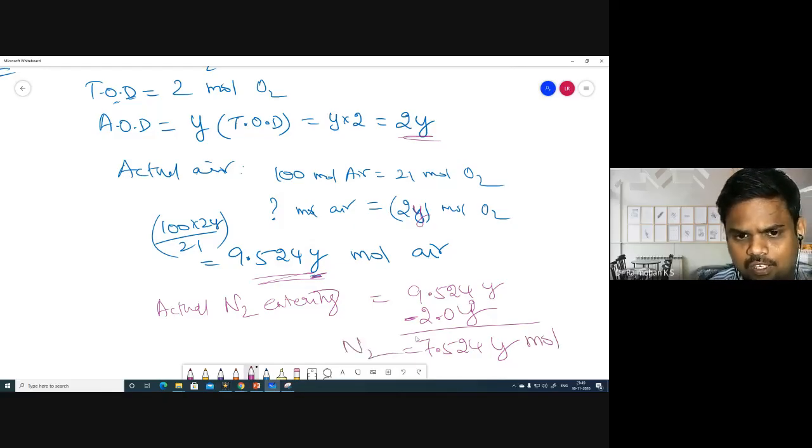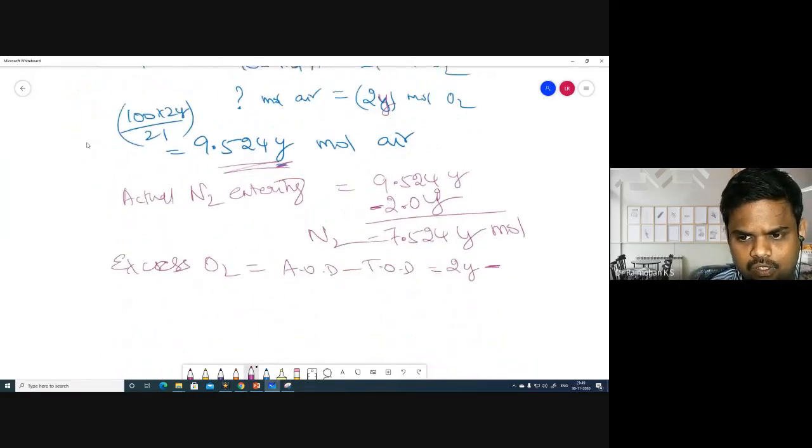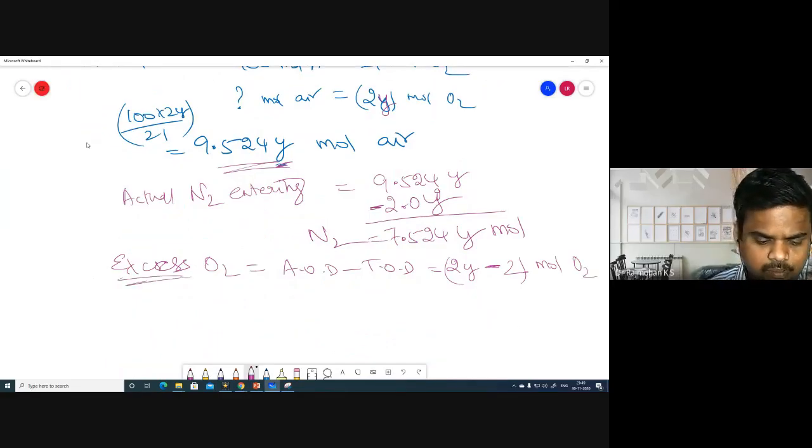And then we can write the excess oxygen. Excess oxygen is equal to actual oxygen minus theoretical oxygen. Actually, how much oxygen are we sending? We are sending 2y oxygen, but how much oxygen do we really need? Only 2 moles. So 2y minus 2 moles of oxygen is the excess oxygen present.